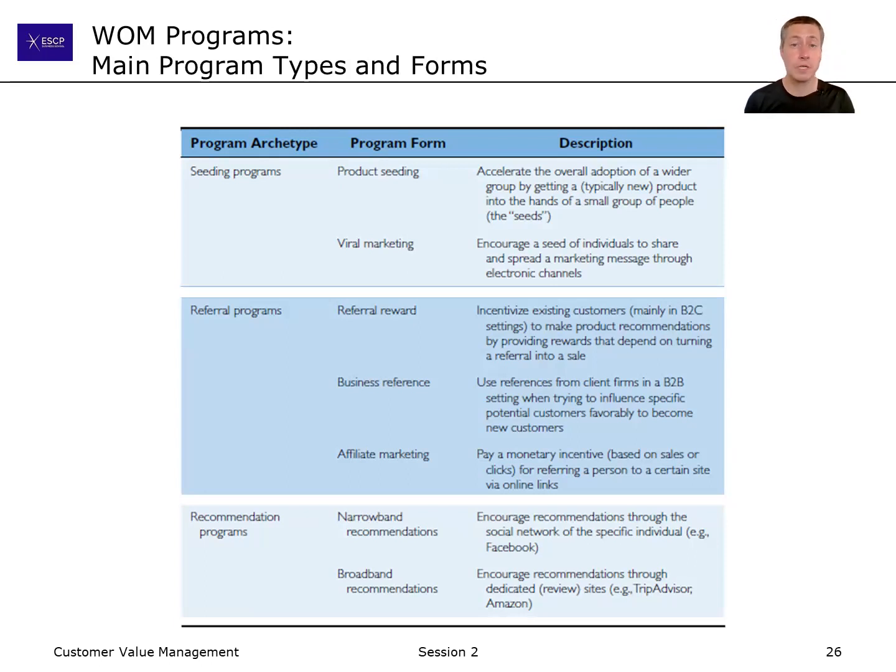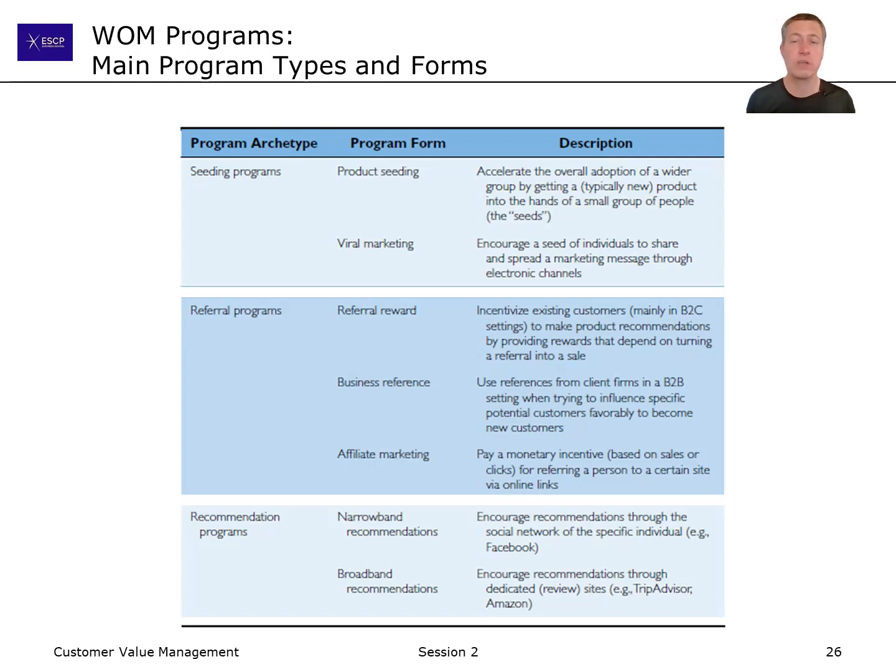So sometimes companies use viral marketing instead, in which they don't encourage influencers to spread word of mouth about the product, but they encourage them to spread a message like a video, for example. There are referral programs, referral reward programs, where companies pay other customers to acquire customers. Bring a friend, you get $5 and your friend gets $5. Business reference programs, where companies use other customers as advertising tools.